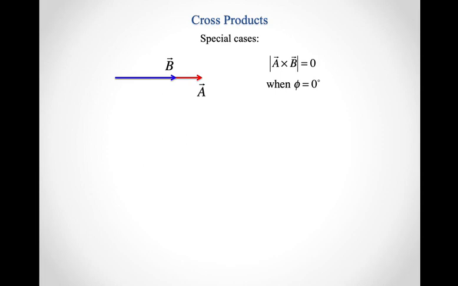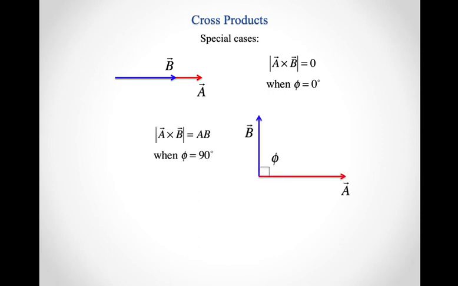So a couple of special cases that we'll deal with. Again, we said that when our two vectors lie along the same line, they're what are known as collinear vectors. And in that case, their cross product is 0. One way to think about this is if they point in the same direction, the angle between them is 0, sine of 0 is 0, so the magnitude of their cross product is 0.